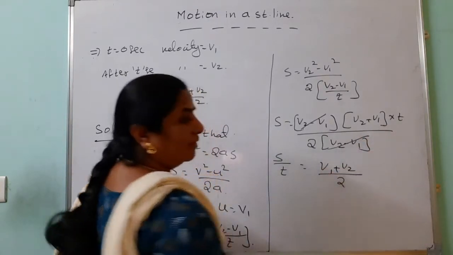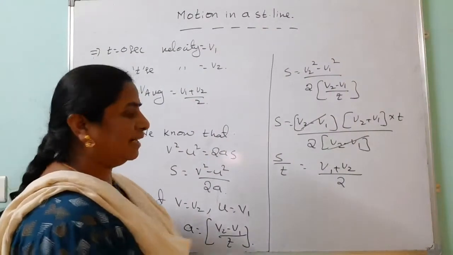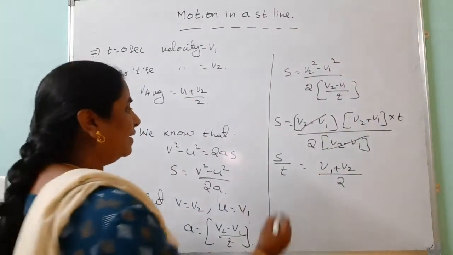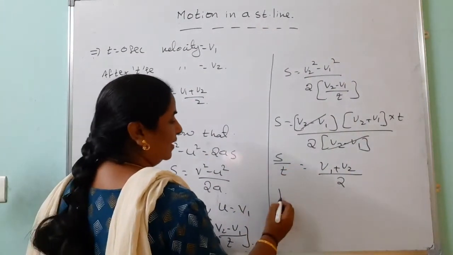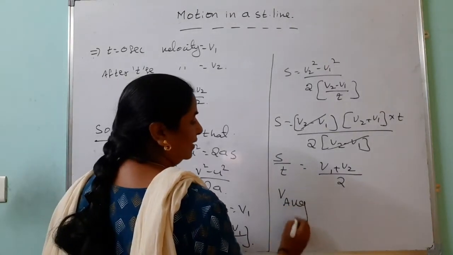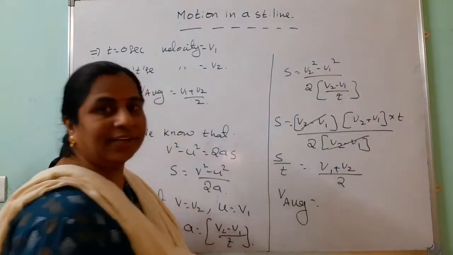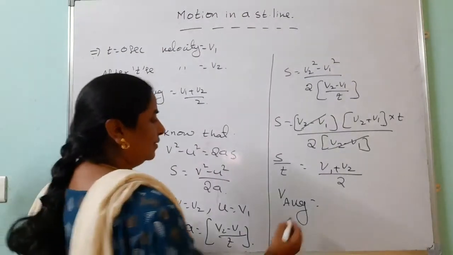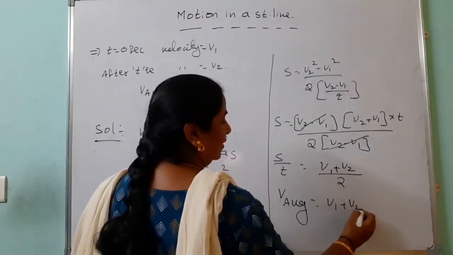Because a plus b equals a minus b, we should write it as v1 plus v2 by 2. But displacement by time is the average velocity. So v average, if we consider only magnitude, is also called the average speed. So v1 plus v2 by 2.